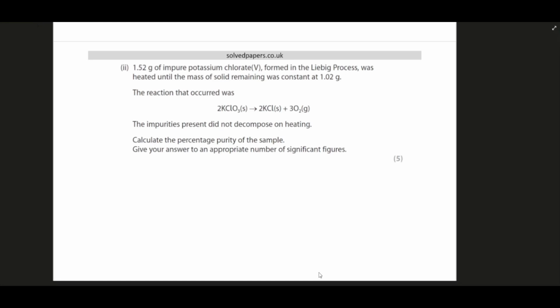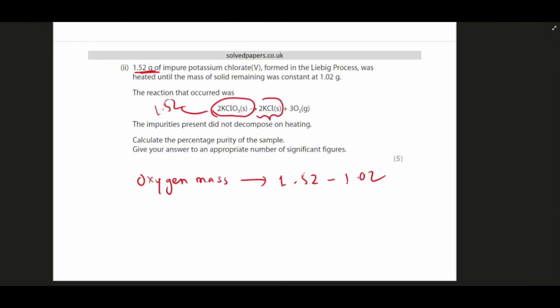Okay, let's start. Let's find the mass of oxygen first. How can you find the mass of oxygen? They said here that initially it was 1.52 gram, and after decomposition it was 1.02. So can't we easily say what the mass of oxygen will be? How much went out, isn't it? 1.52 minus 1.02. Did you understand what I'm trying to say? Like, the remaining solid will be what? Obviously the remaining solid is going to be KCl, right?